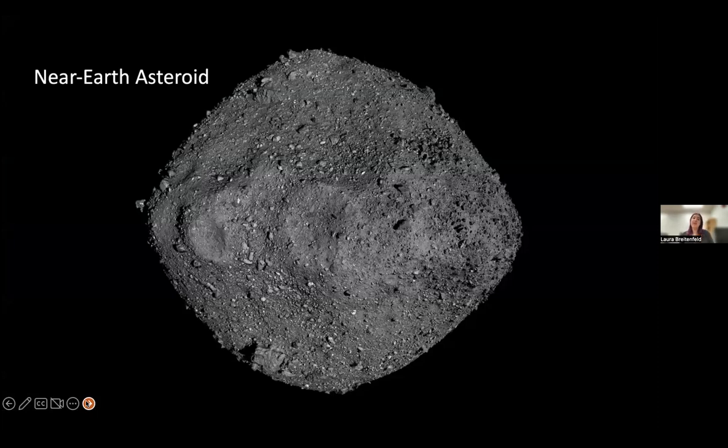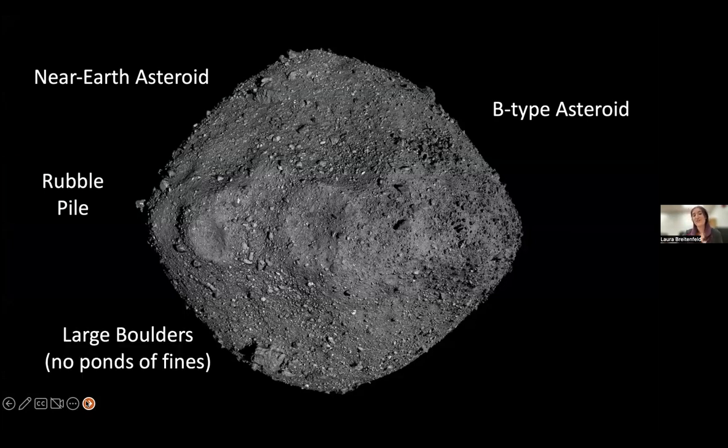This asteroid is a near-Earth asteroid. It is also a B-type asteroid classified by the visible near-infrared. It is a rubble pile. You can see here that we have a lot of different size particles. We have boulders and then fine particulates. We don't have large ponds of fine particulates as we expected before arriving at the asteroid, which made sampling this asteroid more complex. And lastly, this is a very dark body with a very low albedo.